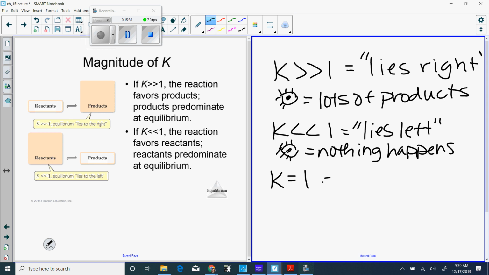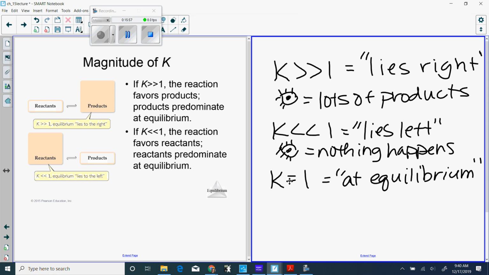If K equals 1, then the words are it's at equilibrium. So when we do a reaction and it's all over, to our eyeballs, it looks like it's done, and we took the concentrations of everything. K is going to equal 1.